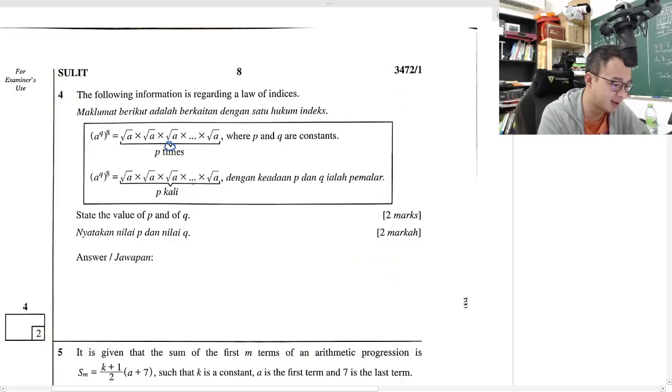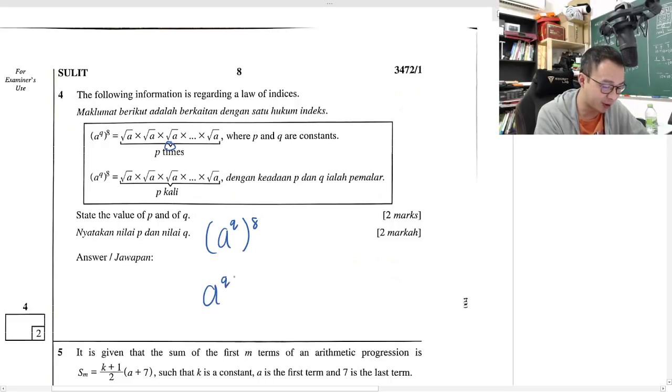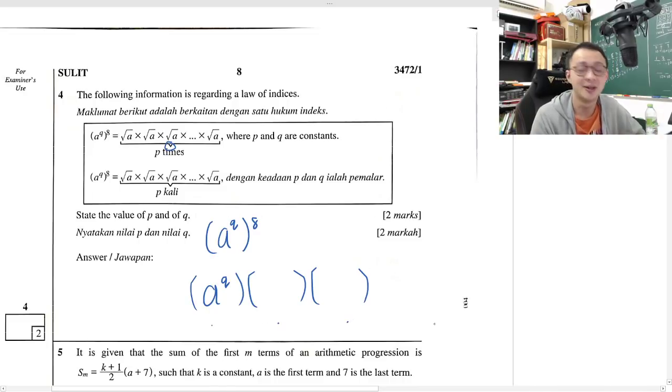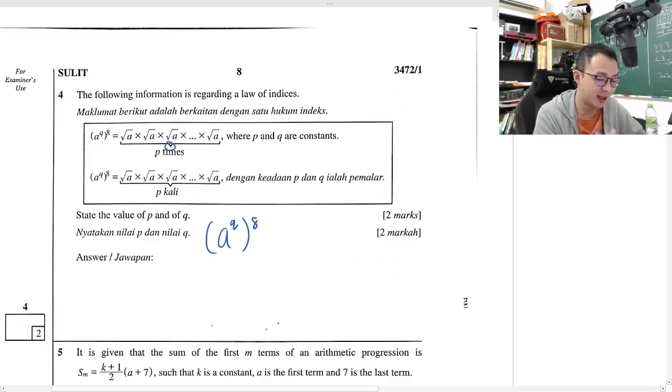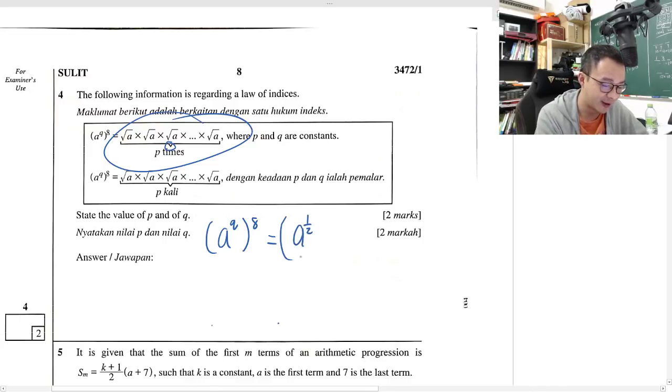So from here, we have a q power of a. That means a power of q basically multiplied 8 times. So basically you have power 8, right? That means you're going to multiply, and you multiply total, you can see 1, 2, 3 until 8 times. This is the idea. So therefore, from this equation, a square root is a power half, and then multiply p times. So it's p over here.